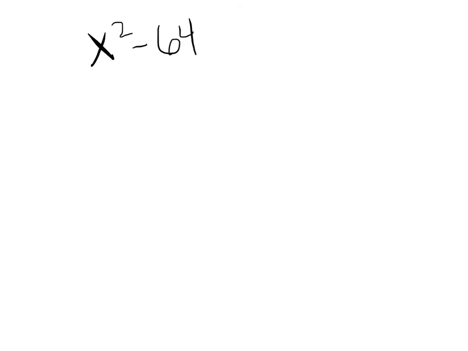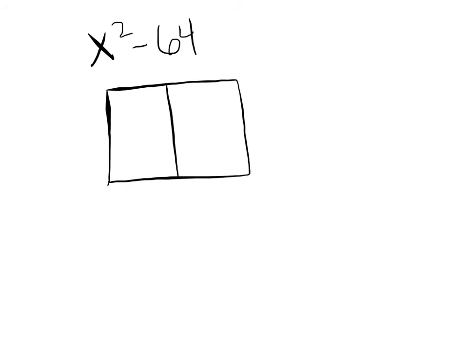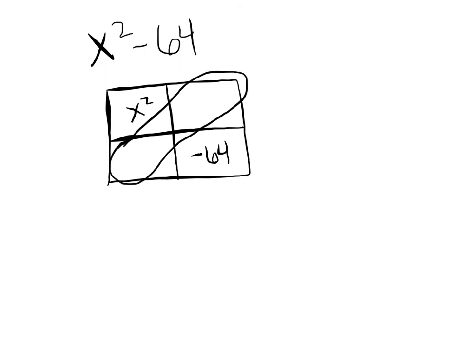We thought we were so clever, we knew we multiplied to be the last number and added to be the middle number, but this problem doesn't have a middle number. Uh-oh. I'm going to draw an area model just to help me figure out what that middle number could be. x squared and negative 64. So these guys right here in the middle actually add up to be 0 x's. So we could say that this is the same as saying x squared plus no x's minus 64.